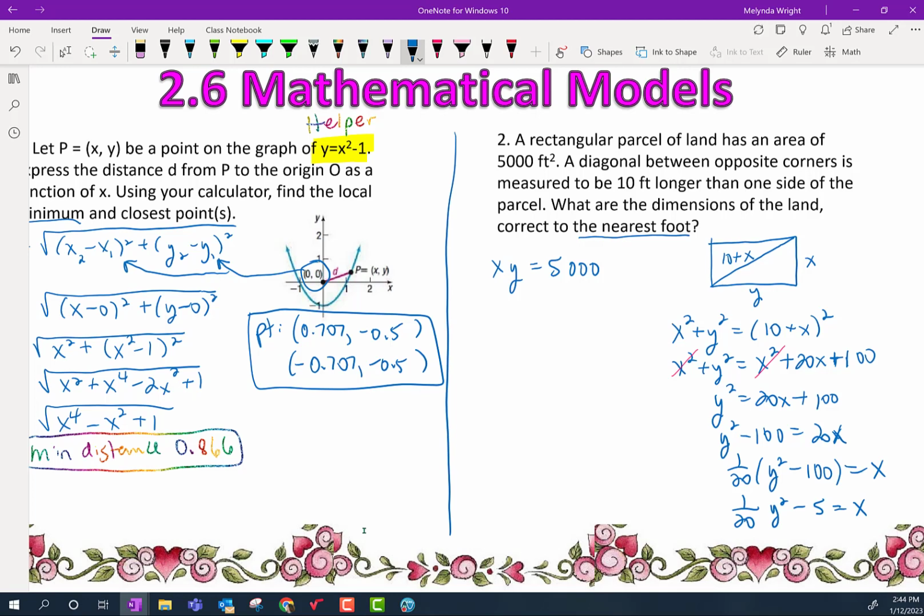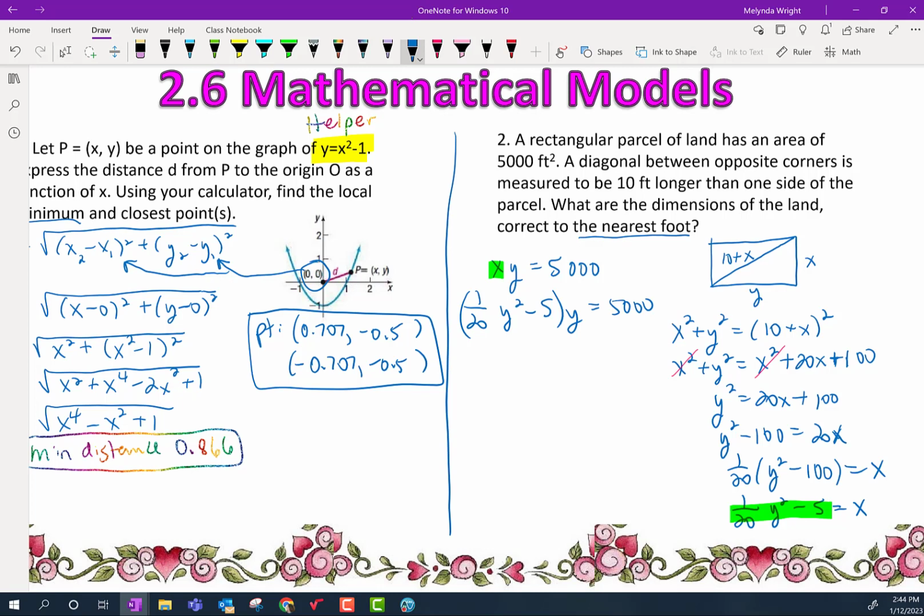Now I'm going to take this and put it right here. I'm going to replace the x with it, so that I can get down to one variable, which happens to be a y, which is fine. It doesn't really matter. So let's do that. I've got (1/20 y squared minus 5) times y is 5,000. I need to get this prettied up to put in my calculator.